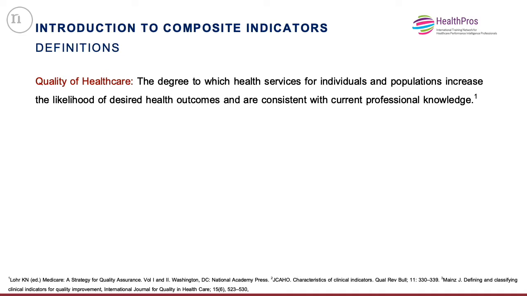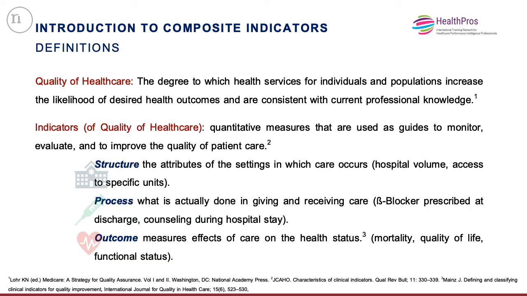Quality of healthcare can be defined as the degree to which health services for individuals and populations increase the likelihood of desired health outcomes and are consistent with current professional knowledge. In order to achieve good quality, healthcare should be efficient, safe, and people-centered. And to assess the quality of healthcare, indicators have been used. Indicators are quantitative measures that are used as guides to monitor, evaluate, and improve the quality of patient care.